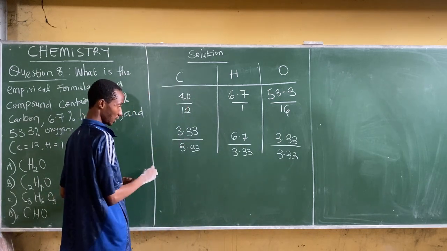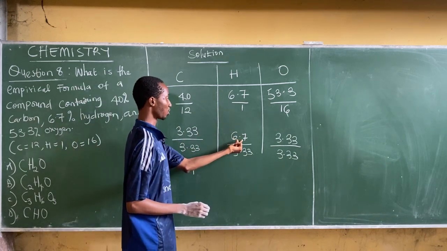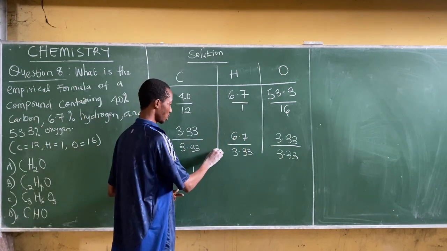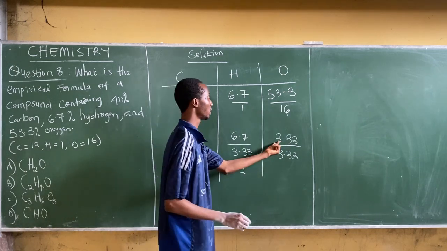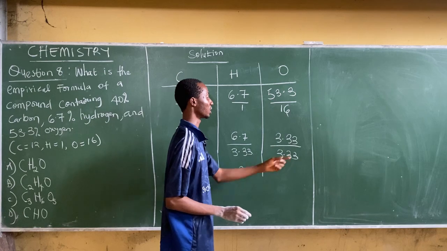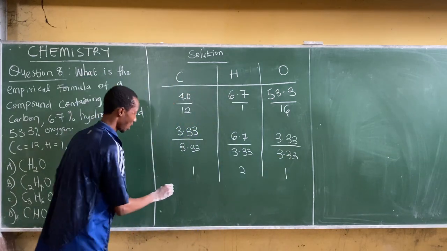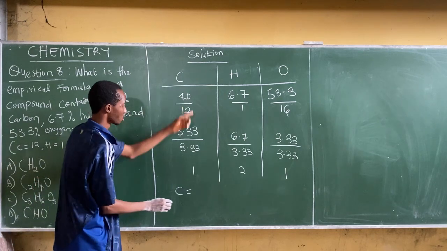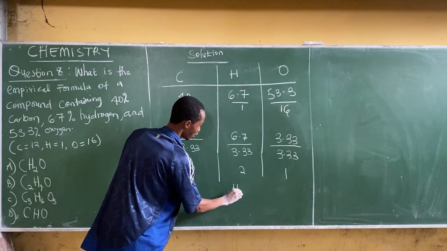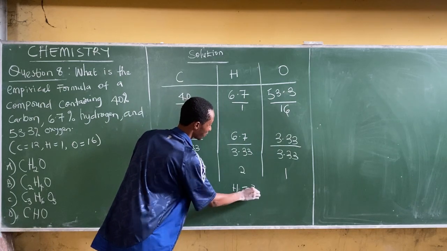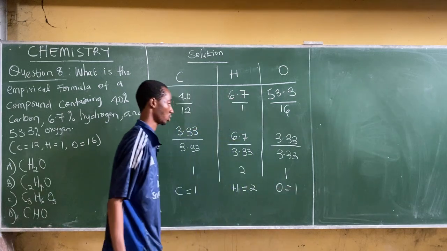3.33 divided by 3.33 will give us 1. 6.7 divided by 3.33 will give us 2. And 3.33 divided by 3.33 will give us 1. It therefore means for carbon here, we have 1. For hydrogen, we have 2, and for oxygen, we have 1.